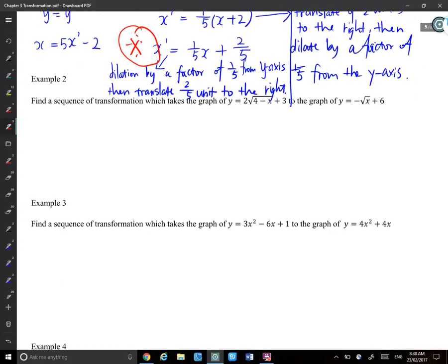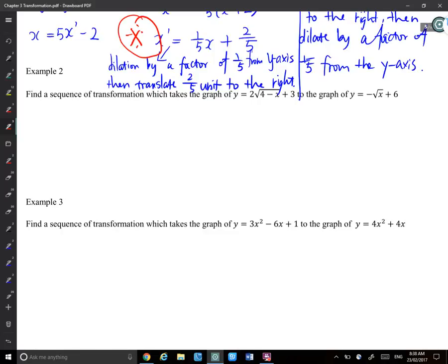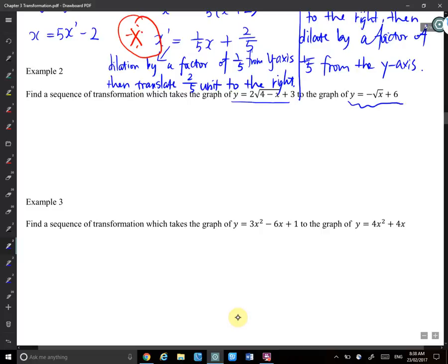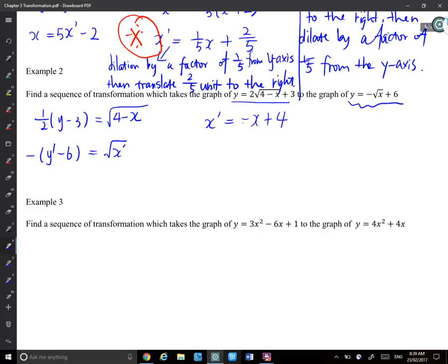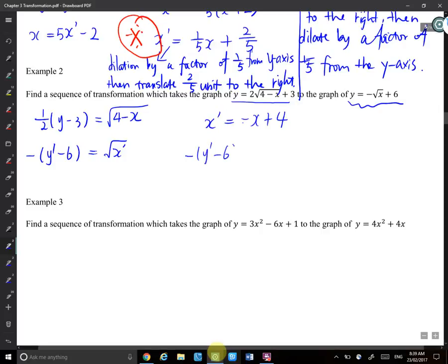And the next one, example 2. Find the sequence of transformations that takes the graph of that to the graph of that. So this is the original one, that's the new one. So we will have 1 on 2, y minus 3 equals square root 4 minus x. I will only leave the square root on the right hand side. And for the next one, negative y dash minus 6 equals square root x dash. So x dash will equal 4 minus x, so you will say that is minus x plus 4. It's already in x dash as the subject. And you will have minus y dash subtract 6 equals 1 on 2, y minus 3 on 2.